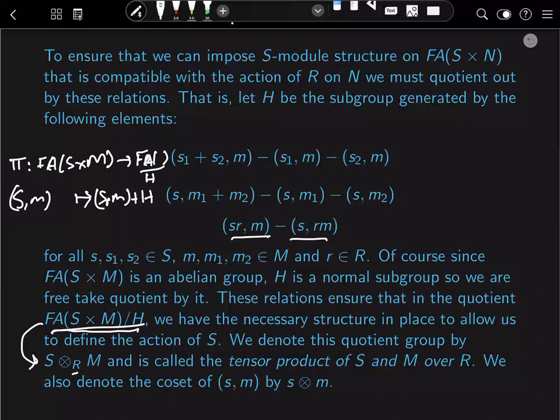And we denote the coset that contains SM, like this coset here, by S tensored with M. Some things to note here: because we're working with cosets now, these tensors are represented non-uniquely. If we recall, there could be many representatives for cosets. So we have to remember that this symbol, S tensored with M, really represents a coset. There are many different representatives that we can have for the same tensor.